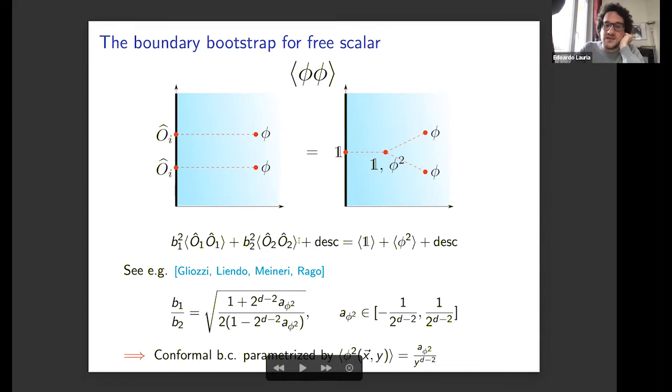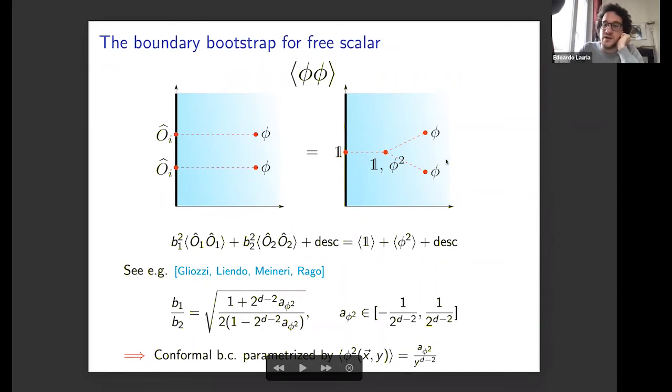So on the left-hand side here, you find only two blocks. And because the scaling dimensions of these boundary modes are fixed, the only unknowns are these coefficients, b1 squared and b2 squared. And it's not difficult to see that a very similar thing happens on the right-hand side.